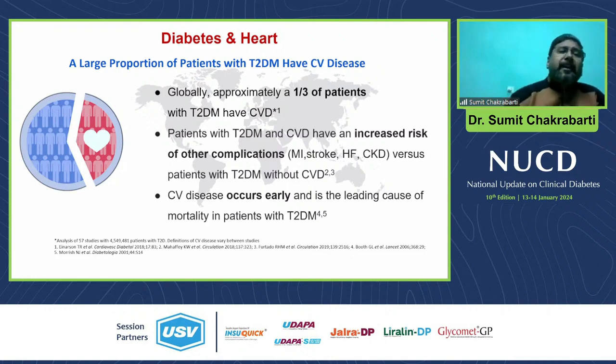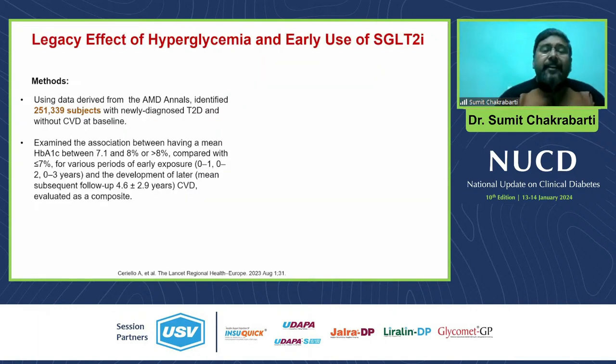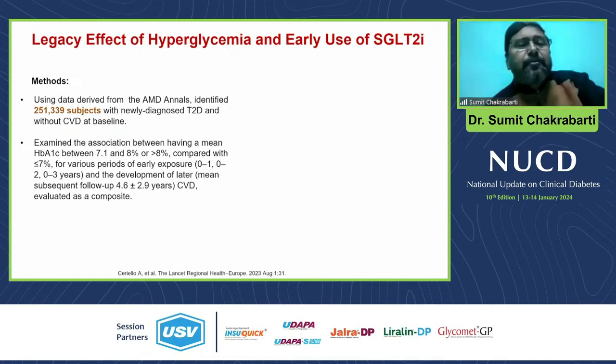So what are the drugs we have that actually prevent or improve cardiovascular mortality? The SGLT2 inhibitors and the GLP-1 receptor agonists obviously top the list. So what about the SGLT2 inhibitors?